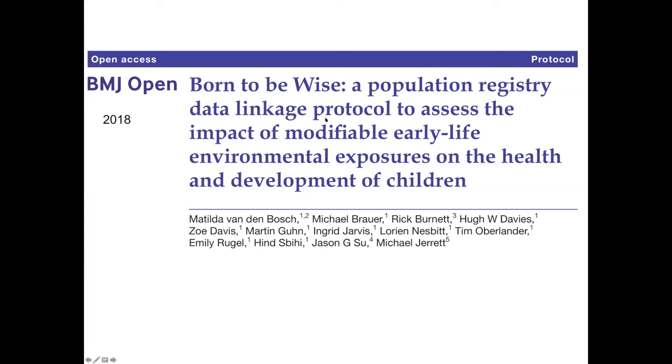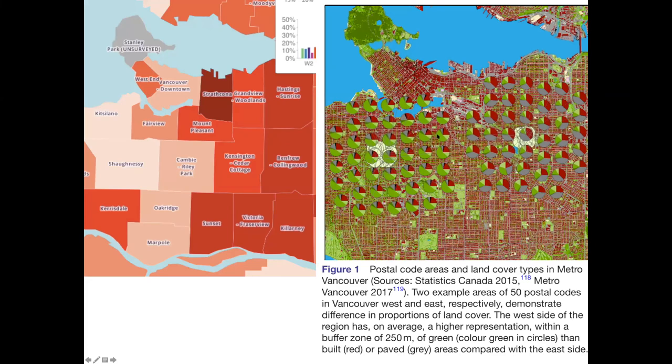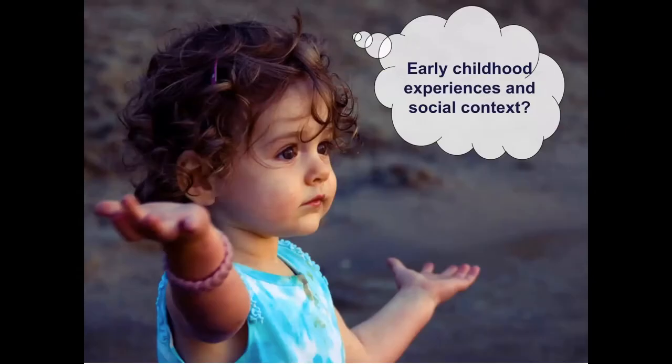There's a protocol paper published in case you're interested, and the basic idea is to link what you see here on the left, EDI vulnerability rates at the neighborhood level or at the individual level, to geospatial environmental data, whether it's land use, air pollution, or noise pollution. So I'm a co-PI, but this is led by people who are really in the environmental health area.